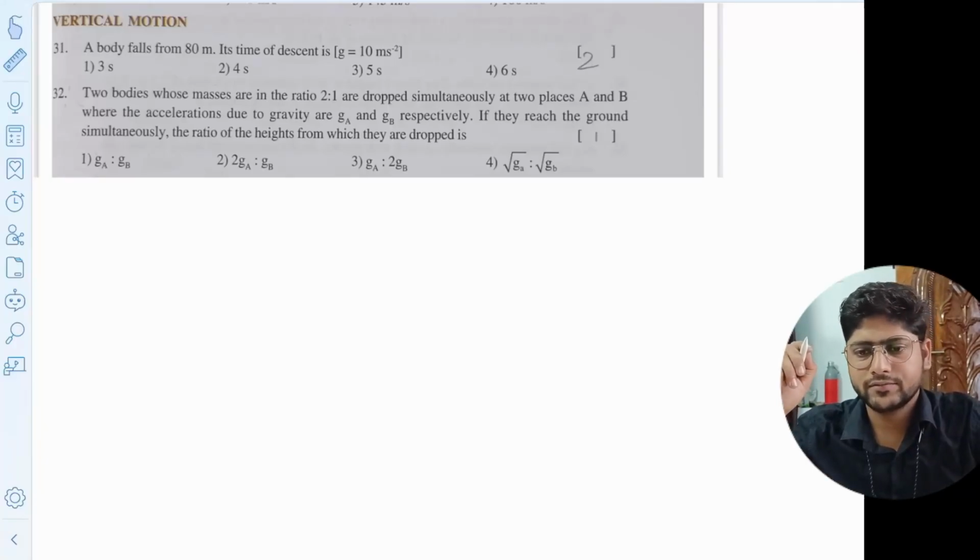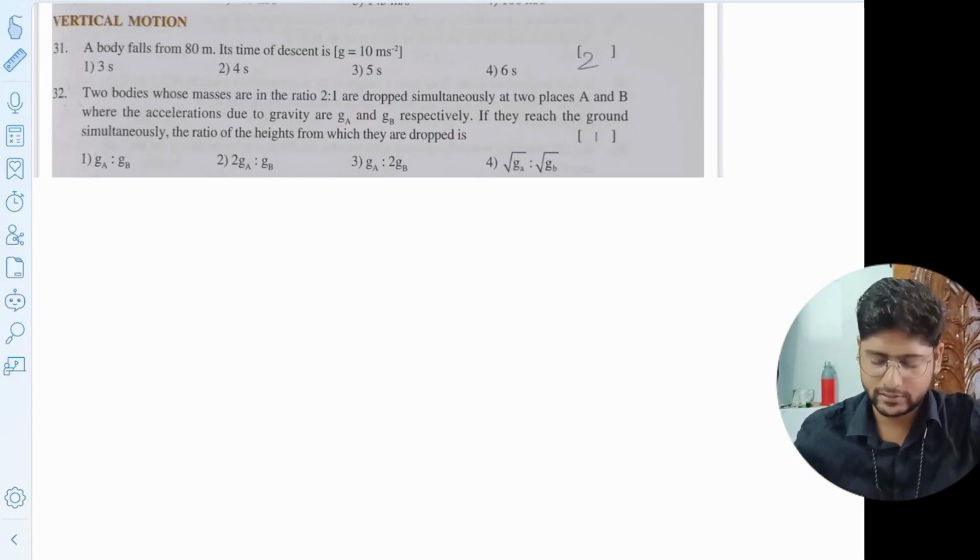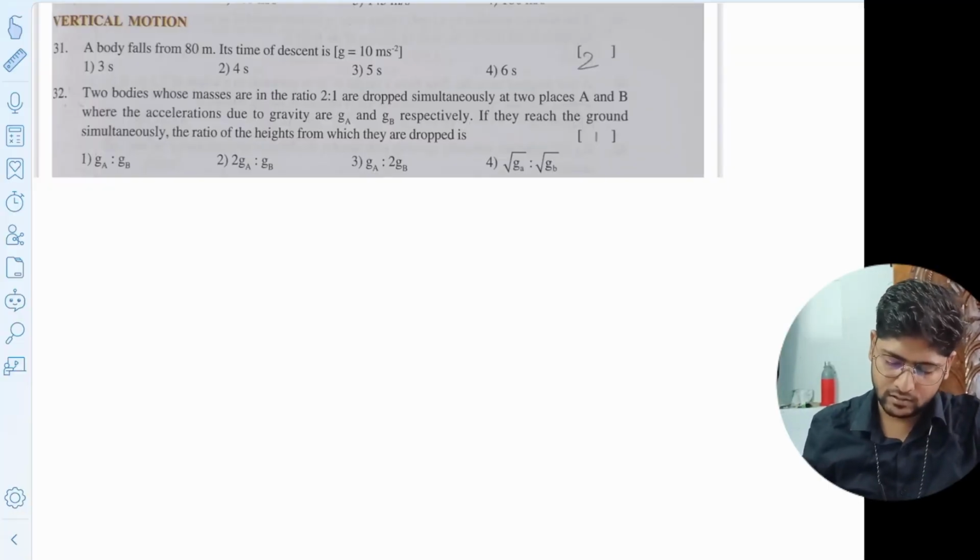So hello, good morning. We are going to start vertical motion. First question: a body falls from 80 meters. Its time of descent is, and we have to take g equals 10 meters per second square. So we have to calculate the time of descent when the body falls.